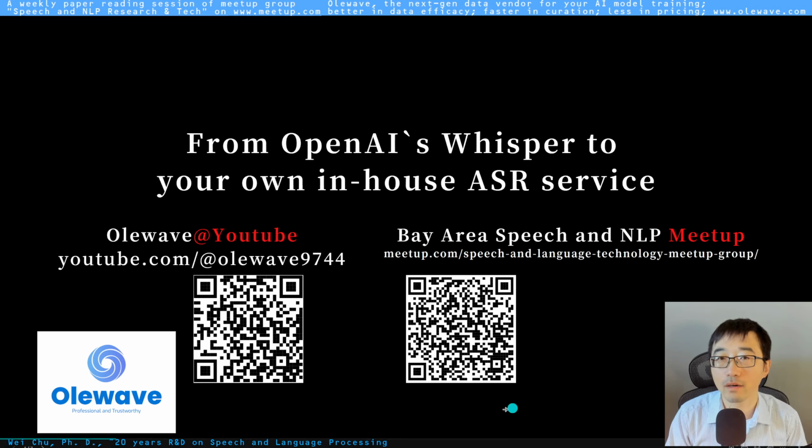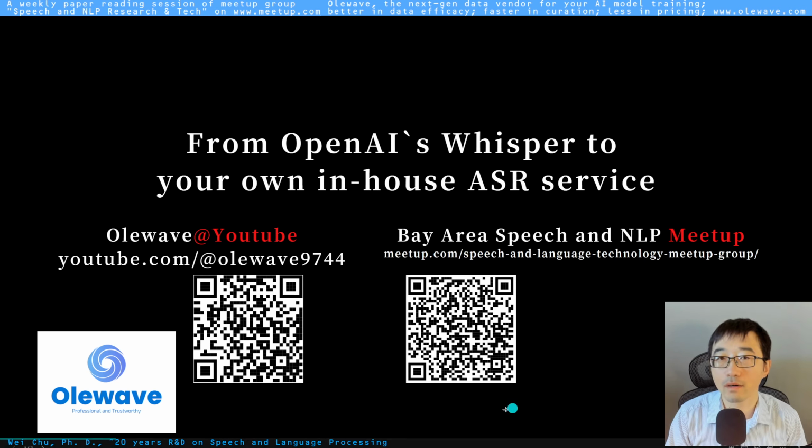The second point is that you want to have your own data set. The best data set that is cost effective is something that's large scale, domain specific. It doesn't have to be well labeled. Weak labeled is okay. And it doesn't even have to be real data. Pseudo data sometimes are fine. And our company, Olewave, can provide certain types of data.